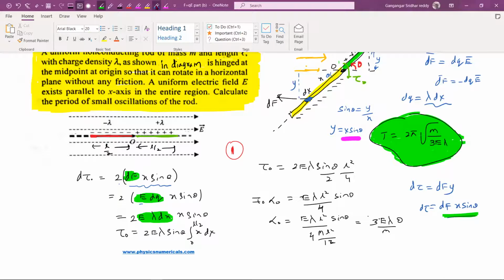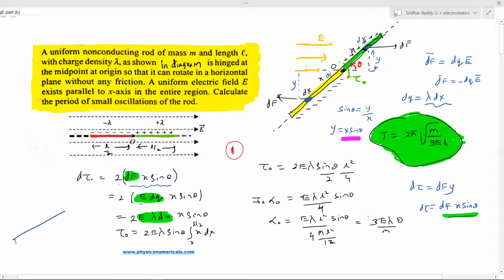I'll give one more diagram. I do like to explain everything through diagram, so that it will be very easy instead of assuming so many things. So what should be the limit for the positive charge? 0 to L by 2. Fine. Then the torque about point O should be equal to 2e lambda. Integral of x dx will be x square by 2. Substituting upper and lower limit, L square by 4.